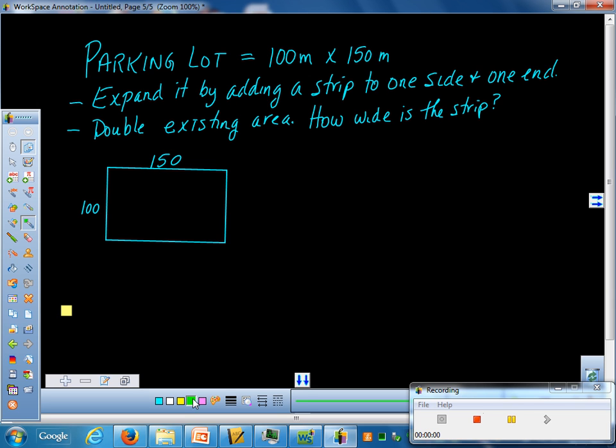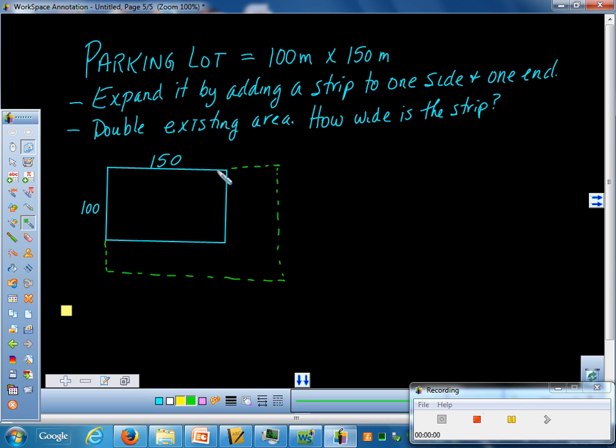So one side and one end. So I'm going to do it down here where I got room. I'm adding this strip across the bottom and then to one side. And it's going to be the same width of strip all the way. So I've added on an additional piece. And the question is, how wide should that strip be so that it doubles the area?